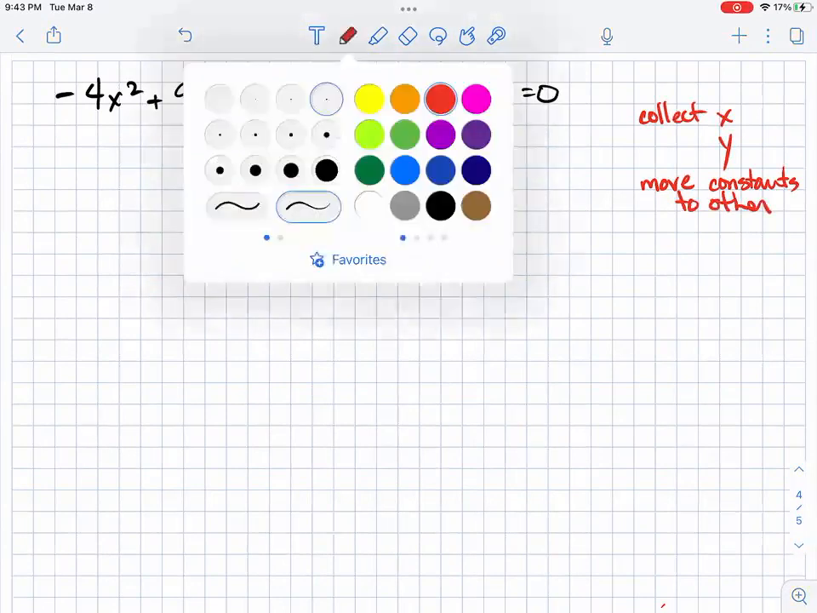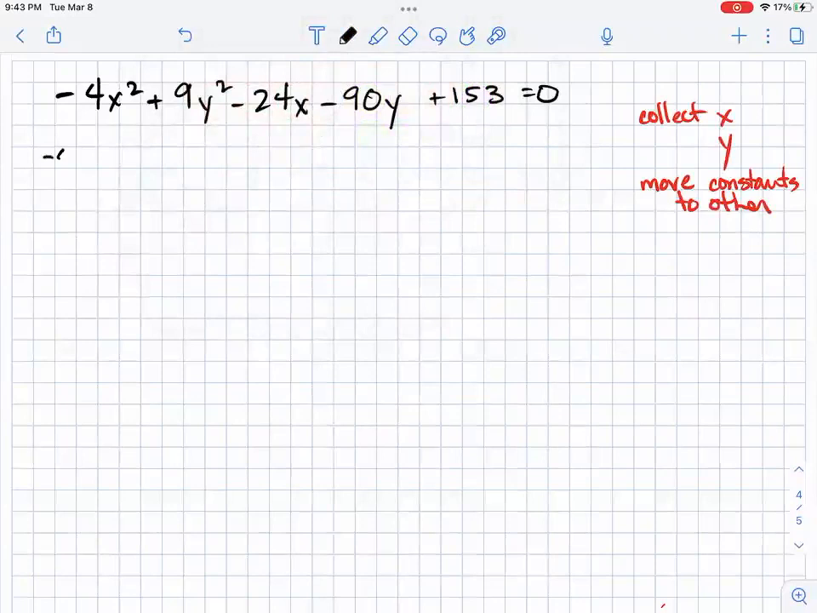So collecting our terms, we've got the negative 4x squared. I have no idea why that just happened. So we're going to collect the, let's try it again, 4x squared minus 24x. We're going to collect the y terms. So we'll have plus 9y squared minus 90y. And we're going to move this 153 to the other side.